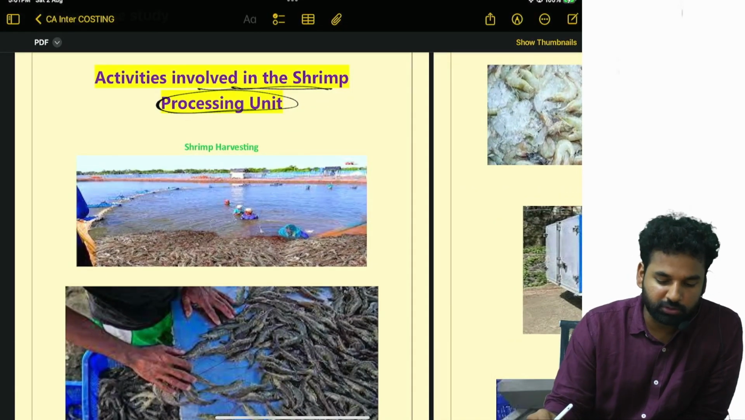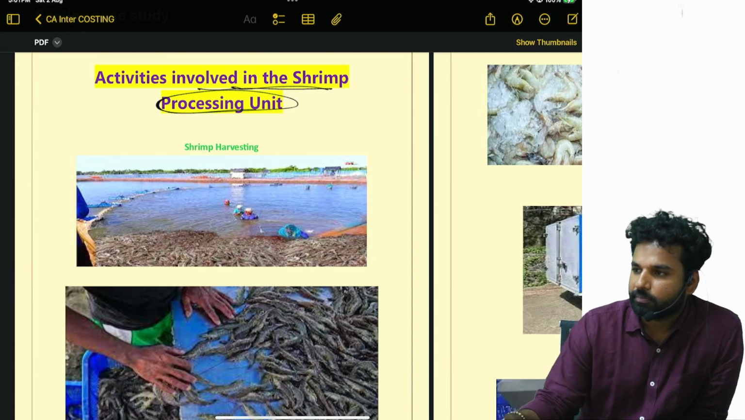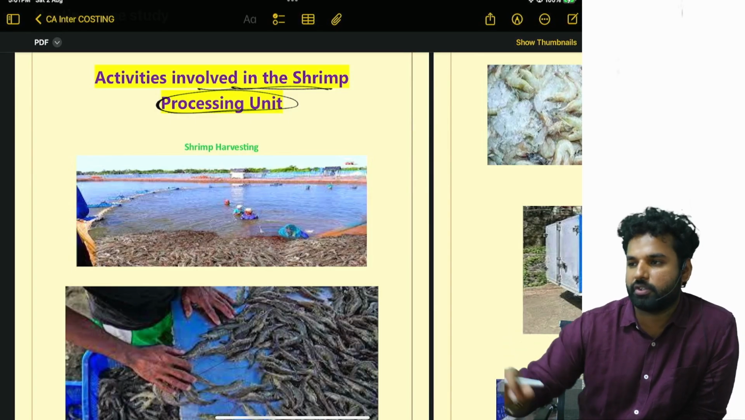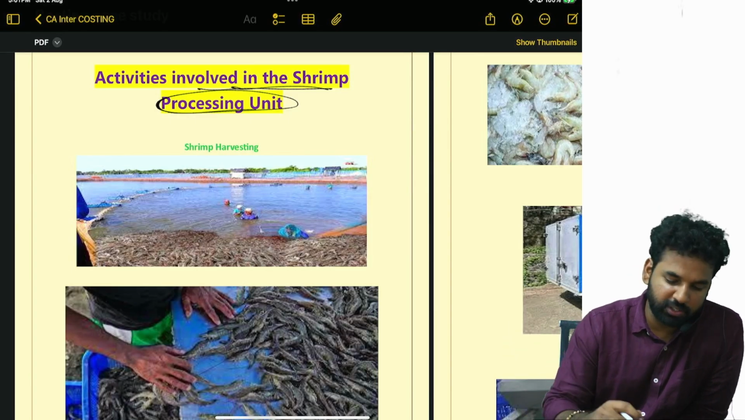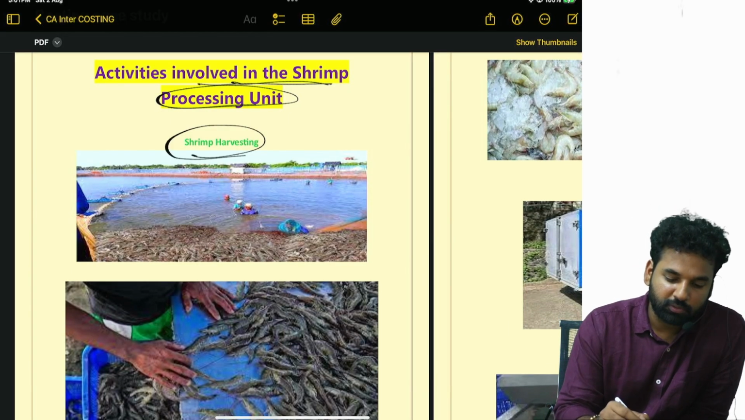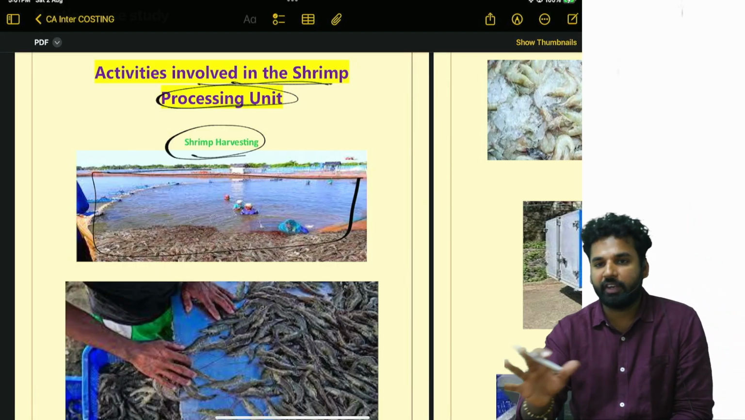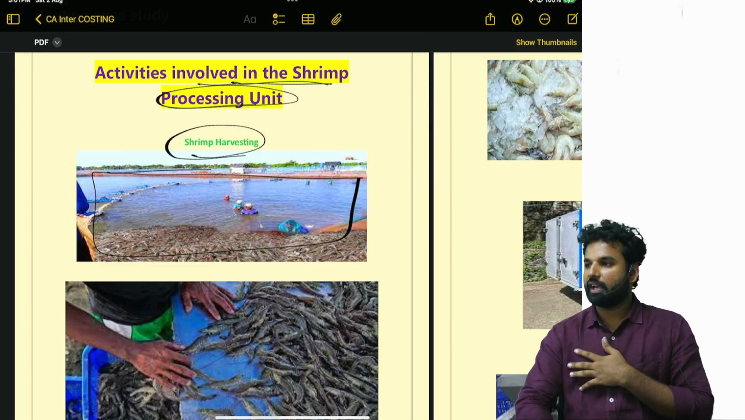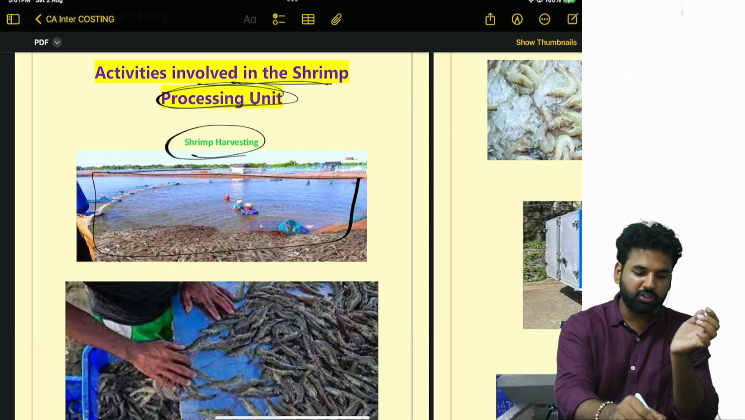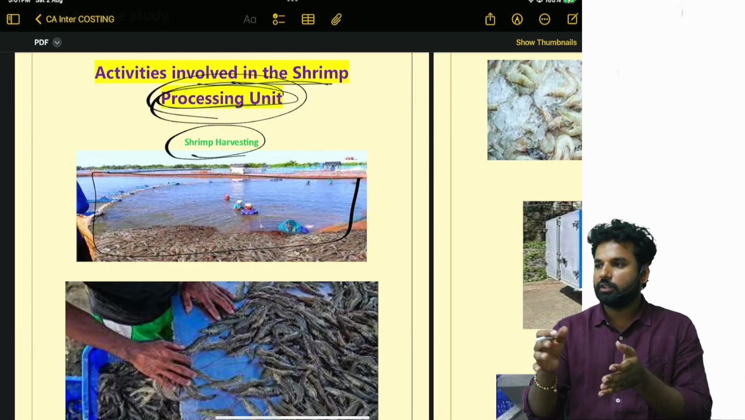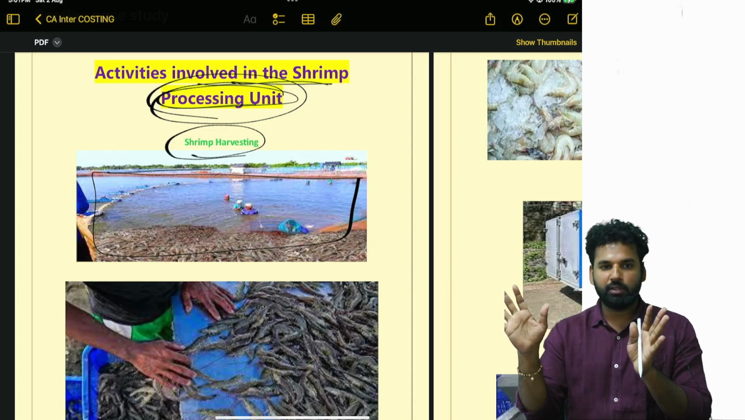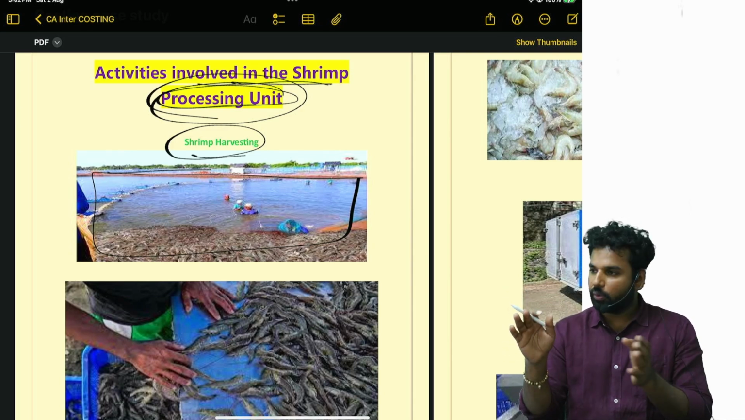This is a complicated process wherein there are many activities involved, and the products are not restricted to one. There are various products. Okay, see here, shrimp harvesting. That means in a pond, shrimp are cultivated. After cultivation, see, cultivation is not organized. So as a company, as a shrimp processing unit, what is our task? Going to the harvest and getting the material from the harvest. That is our task.